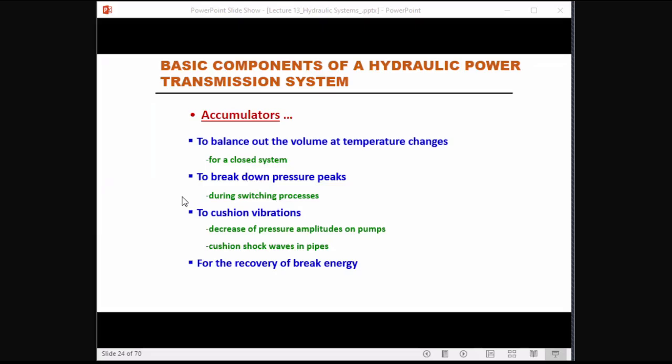So cushion vibrations means hydraulic systems can generate vibrations, especially near pumps. Okay, especially near pumps, and accumulators help cushion these vibrations by reducing pressure amplitudes, leading to a smoother operation and less wear on system components. Okay.